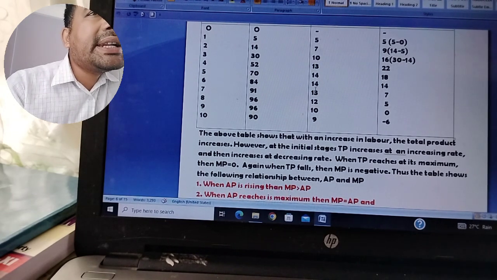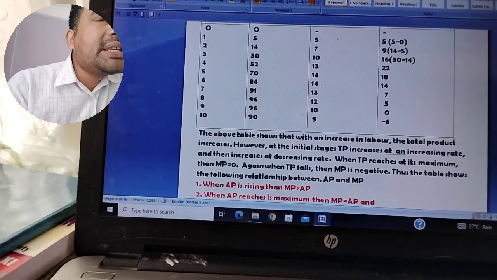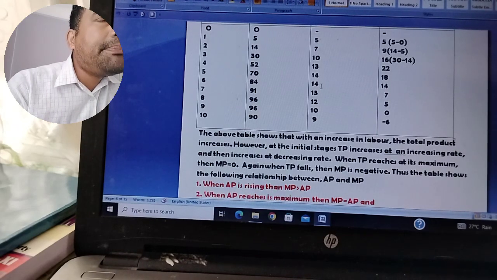When AP becomes maximum, it becomes maximum at 14, because after 14 it again becomes 14, then it's declining. So 14 is the maximum. When AP is maximum, then MP's value is also 14. So it means when AP is maximum, the value of AP and MP becomes equal.